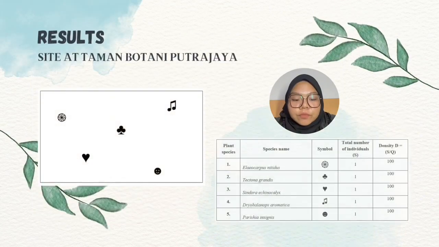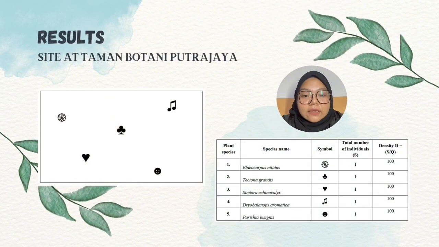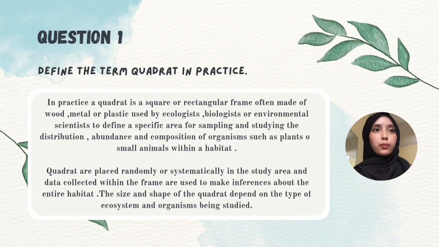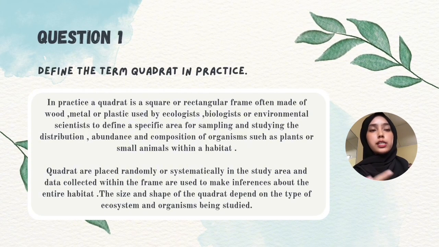5 plant species were observed and identified. These species had only one individual observed. The density for all species was consistently 100 individuals per square meter. A quadrat is a frame used to study the distribution and abundance of organisms in a habitat.